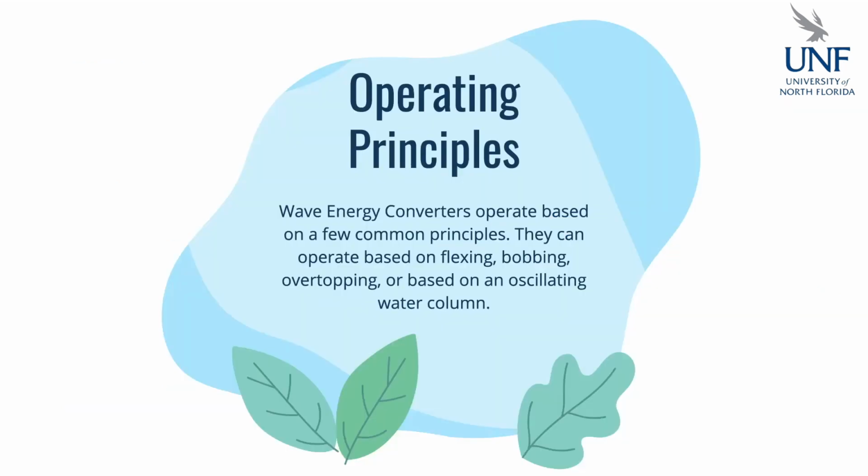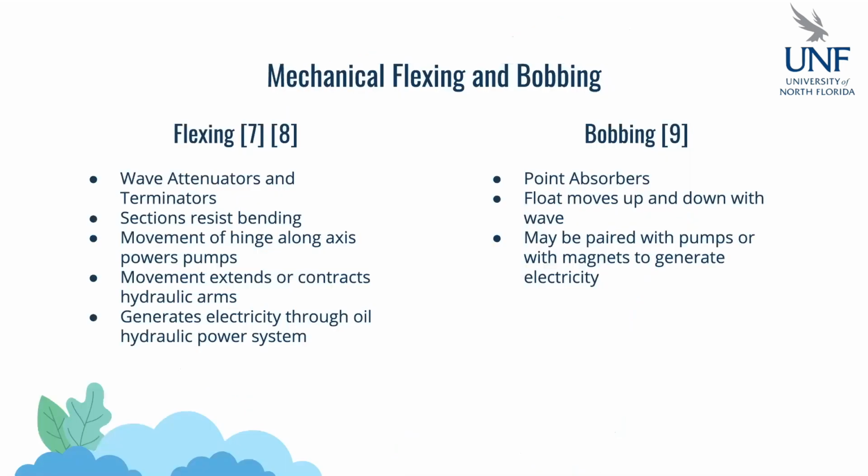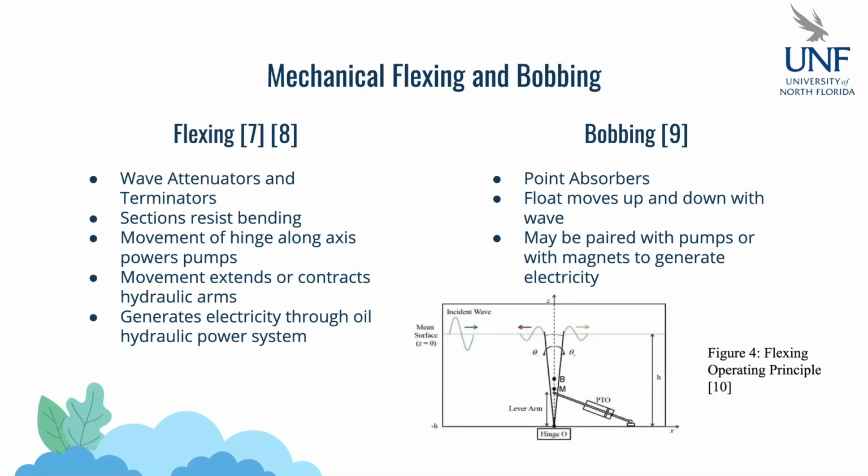Now, with a basic understanding of what the different types of wave energy converters are, let's talk about how exactly they go about converting that electricity and the different ways that they operate. The first of which is through flexing. Wave attenuators and wave terminators are both typically operating based off of the flexing principle. It has to do with sometimes sections resisting bending, as in the wave attenuator. Remember that snake sitting on top of the water? As the different sections move with the waves, the joint there is where we capture the energy. Sometimes it's movement along a hinge.